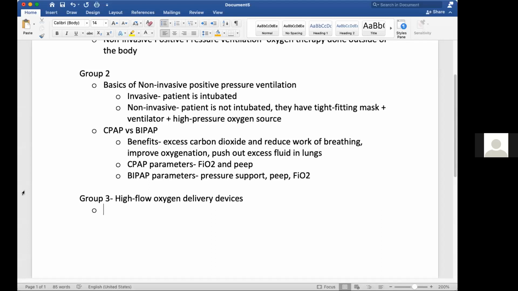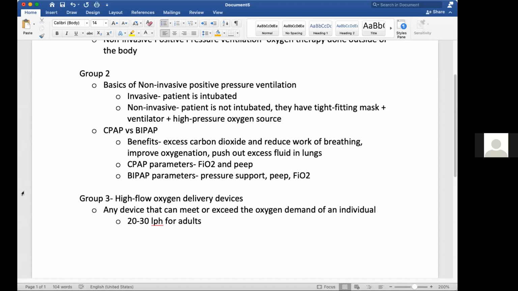So we defined the high flow oxygen device as any device that can meet or exceed the demand of oxygen of an individual. So we said the individual oxygen demand in a standard adult, the physiological adult 72 kg, is about 20 to 30 liters per hour. So any device that can meet this demand or exceed it is considered a high flow oxygen device. Examples of high flow oxygen devices include, and are not restricted to, the following. We have the non-breather mask with a reservoir bag.